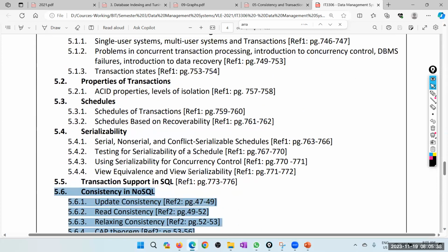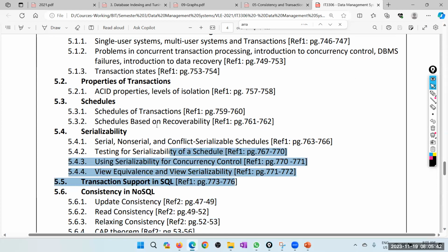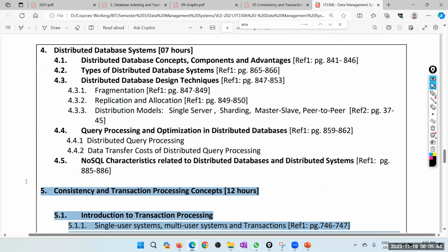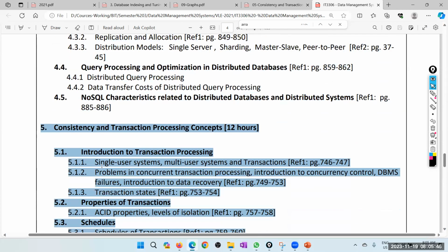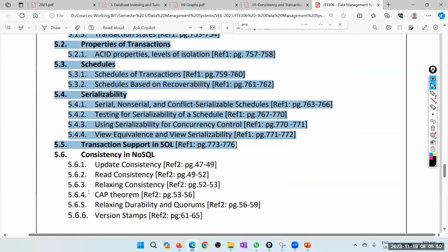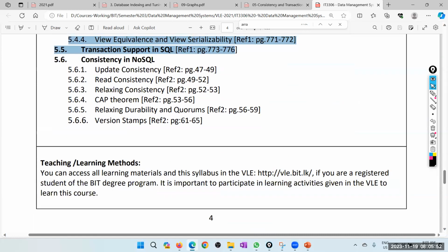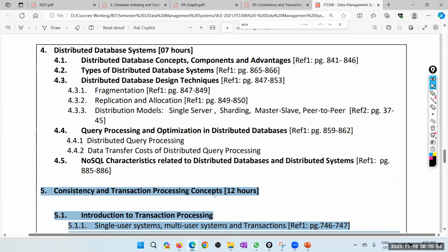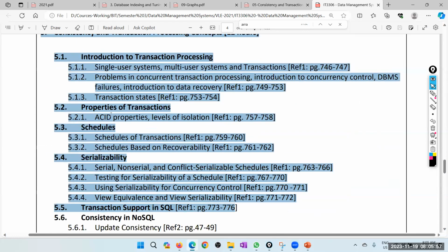First, we'll do the transaction handling for relational databases. That is up to 5.5. NoSQL related things we can do separately because it's a completely different topic. Okay. Right. So that is the idea. So we will cover most of 5.1 to 5.5 today. Right.